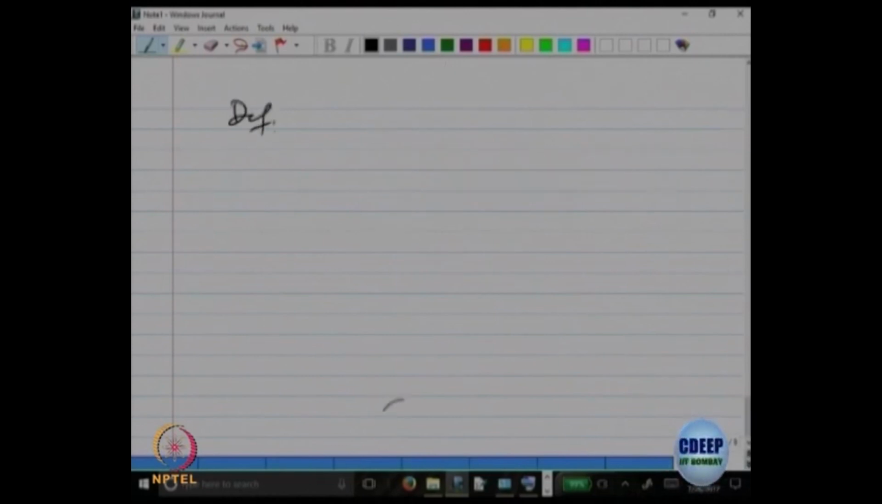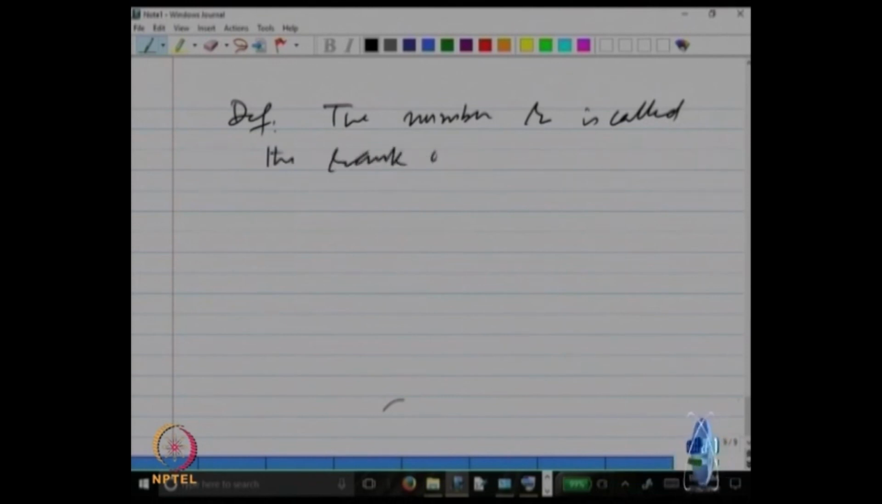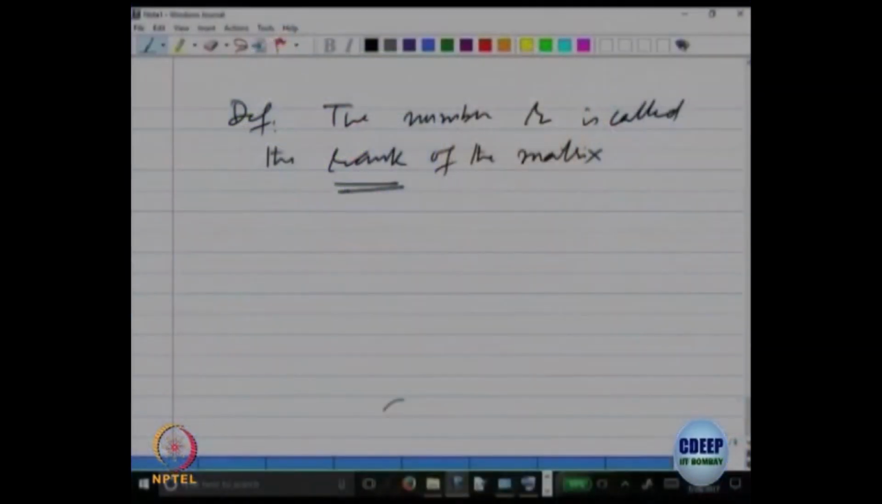So let us give this r a name. So let us put a definition. The number r is called the rank of the matrix. So what is r? r is the number of non-zero rows. r rows are non-zero in the reduced row equivalent form of the matrix. So that number r is called the rank of the matrix.